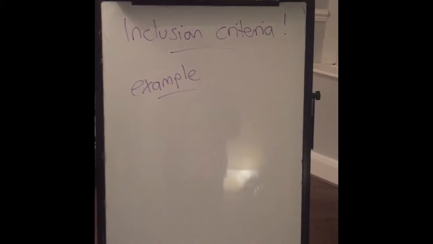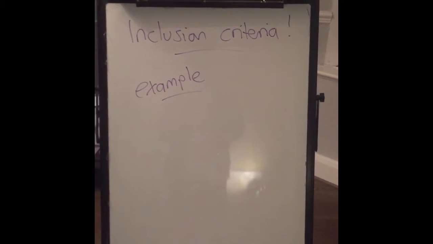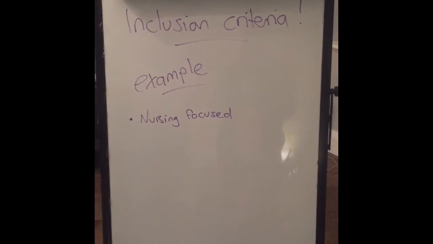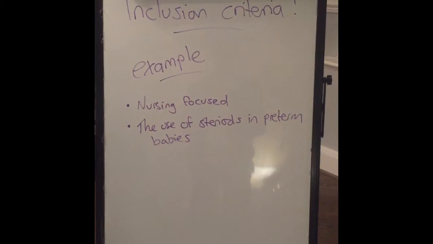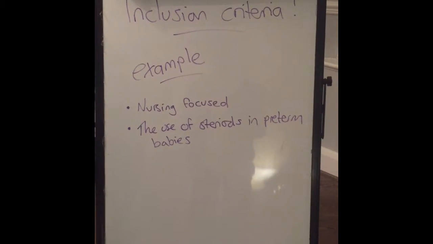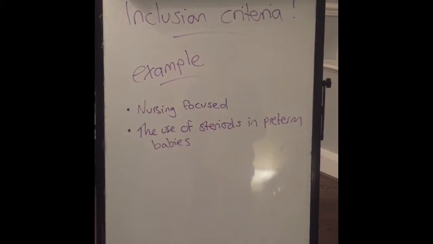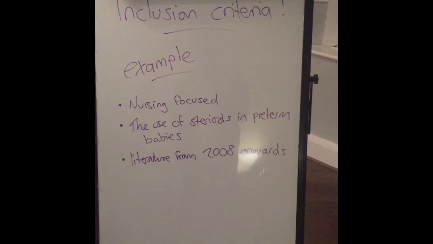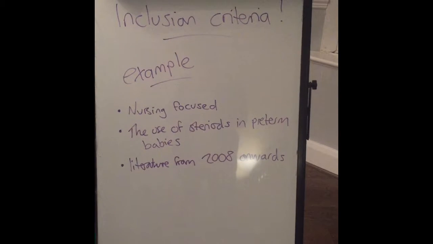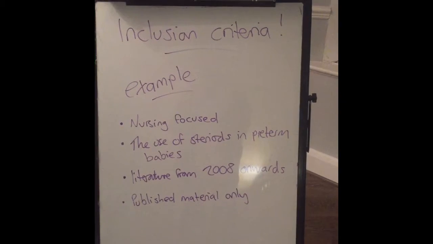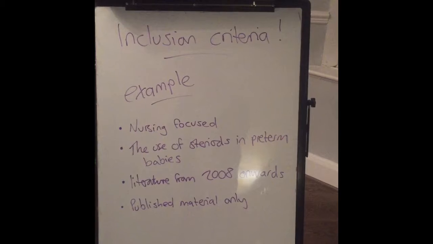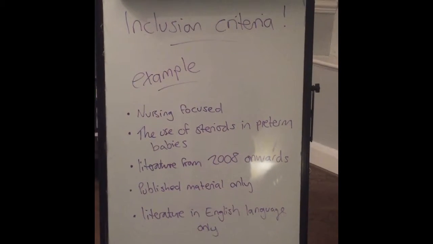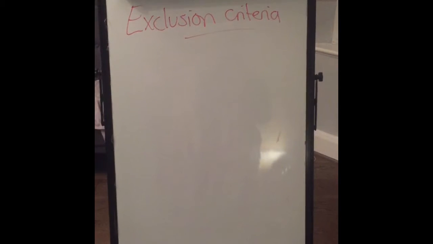Here is an example of inclusion criteria. The literature will be nursing focused. The literature search will use the keywords for the use of steroids in preterm babies. We'll only use literature from 2008 onwards. We'll only use published material. And lastly, only use literature in English language.